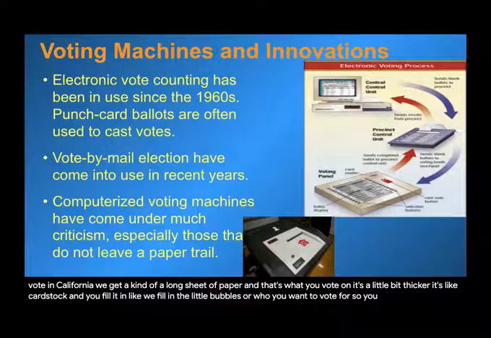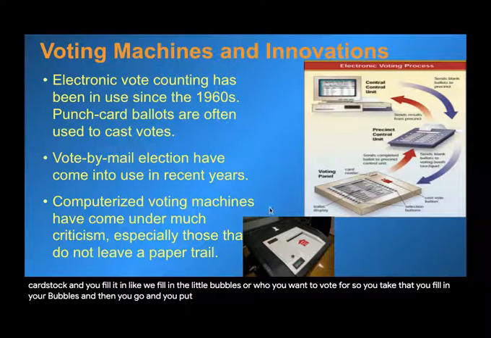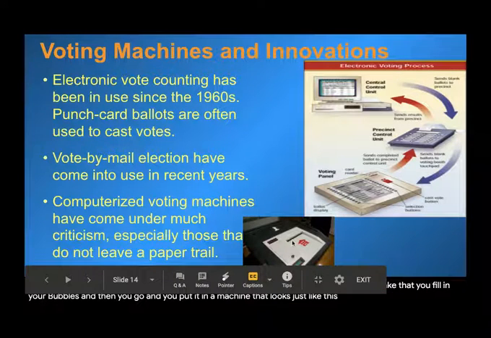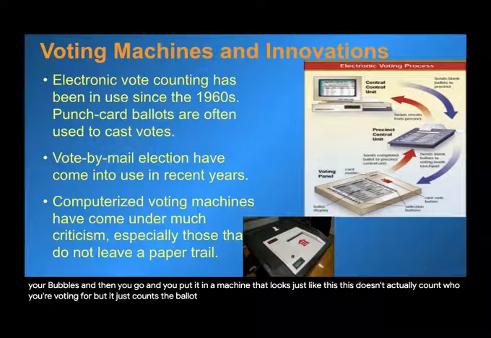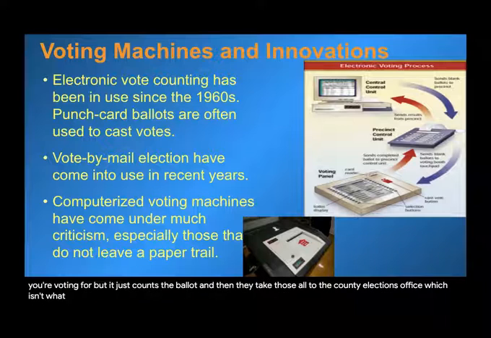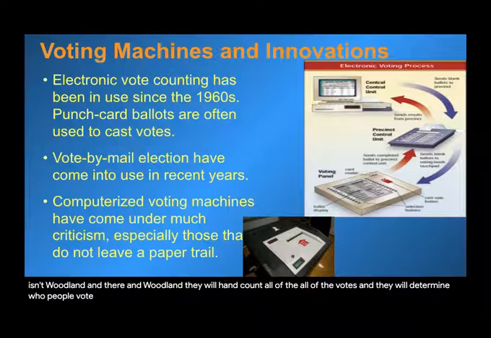So you take that, you fill in your bubbles, and then you go and you put it in a machine that looks just like this. This doesn't actually count who you're voting for, but it just counts the ballot. And then they take those all to the county elections office, which is in Woodland. And there in Woodland, they will hand count all of the votes, and they will determine who people voted for.